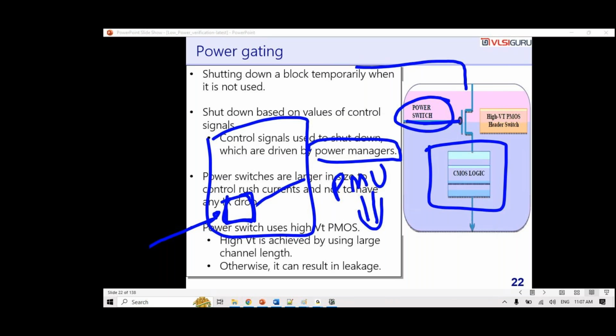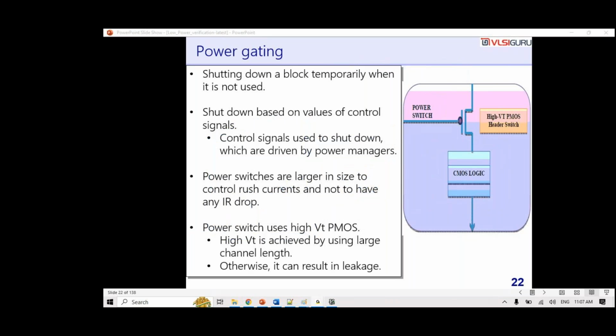So PMIC is giving supply, and till VDD it's coming. But inside, from here to here, it's not going because you have cut it off. That we are doing with the register configuration. Through register configuration, you are generating a control signal. From where are those control signals coming? Power management unit. Power management unit has what? Some kind of registers.